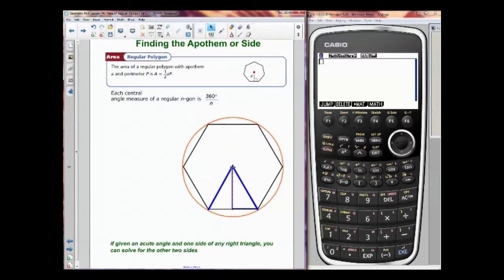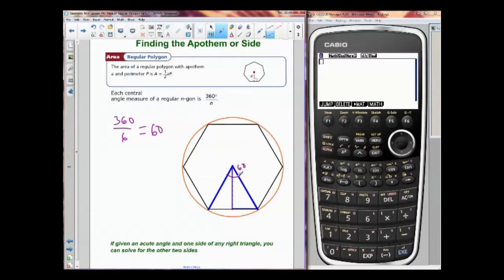So we have the center of our circle right here, which is the center of our polygon. Then we find our central angle. That is the very next step. Now the central angle is nothing more than 360 divided by the number of sides. So we have 360 over 6 is equal to 60 degrees. So this whole angle right here is 60 degrees.